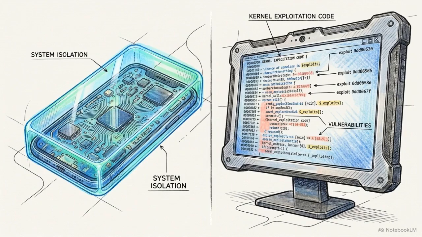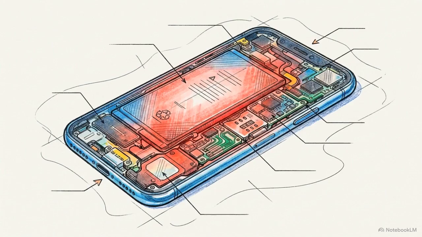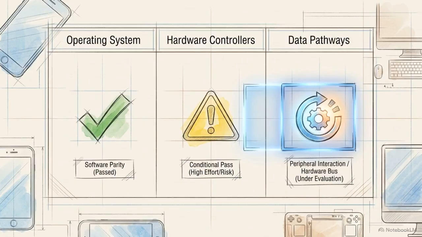This creates a constant tug-of-war. Operating system engineers push updates to isolate system processes, while open-source developers continuously hunt for kernel hooking side doors. To install these custom drivers, you have to permanently break your phone's factory security chains by unlocking the bootloader. To transform a smartphone into an offensive auditing tool, you have to paradoxically render your own physical hardware highly vulnerable to local compromise. Driver access earns a conditional pass, leading to our final test, peripheral interaction and the hardware bus.